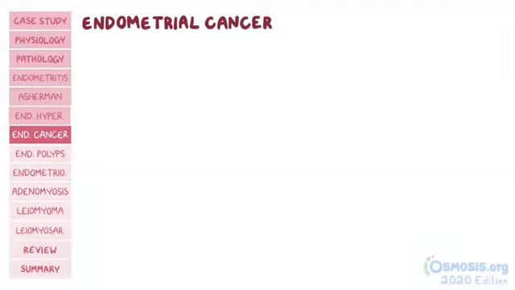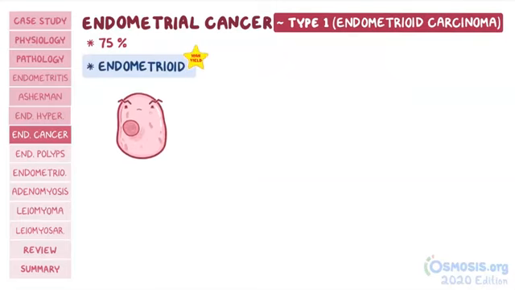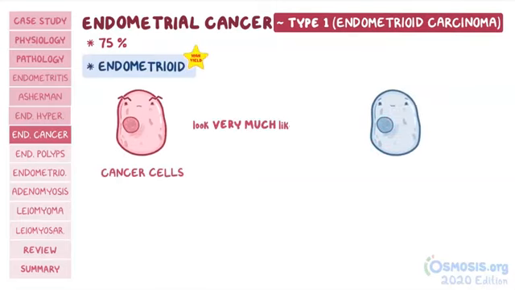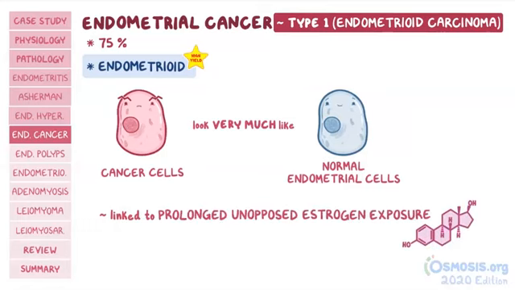Now, there are two main types of endometrial cancer. The most common one, accounting for about 75% of all cases, is type 1 endometrial carcinoma, which is also called endometrioid carcinoma. That's because the classic histology is endometrioid, meaning that the cancer cell looks very much like the normal endometrial cells. And this is the one that can arise from endometrial hyperplasia and is linked to prolonged unopposed estrogen exposure.